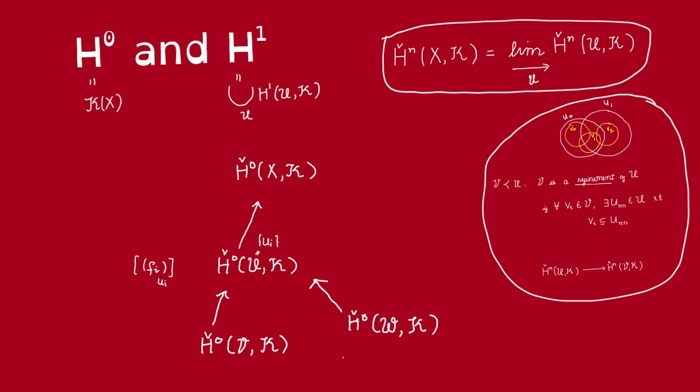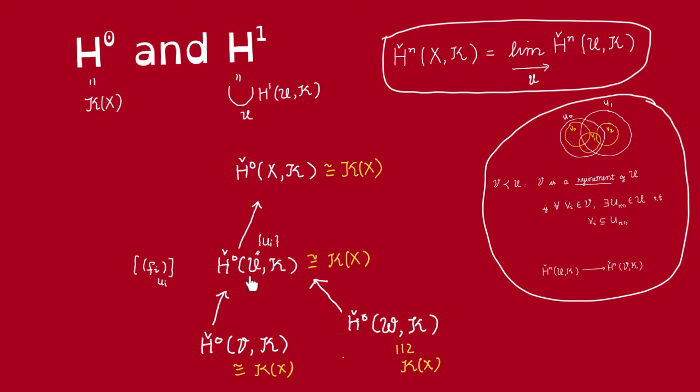Alright, so now let's look at the cohomology groups in degree 0. The claim is that no matter which cover we choose, these cohomology groups are all going to be isomorphic to the group of global sections, and these isomorphisms are all going to be compatible with these maps in the direct system. So then this implies that this cohomology group must be isomorphic to the global sections. So let's review why this is the case.